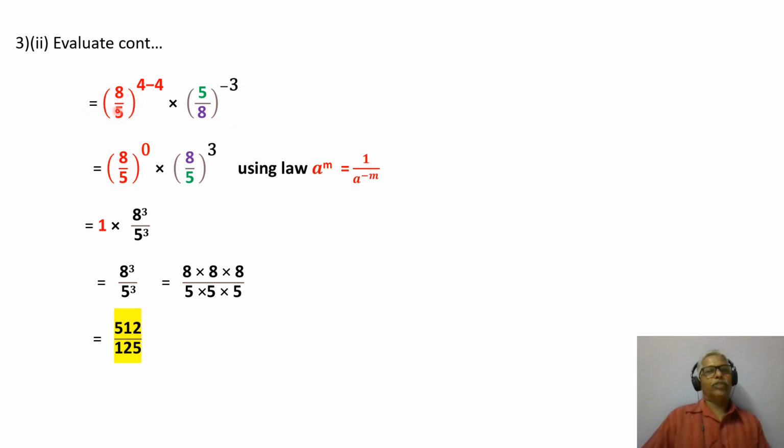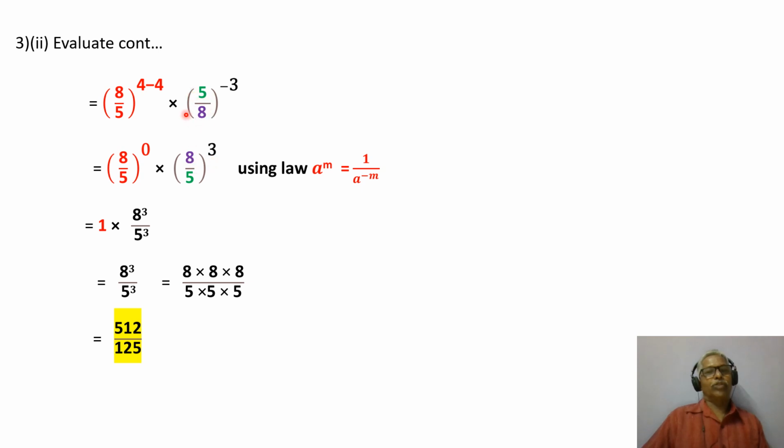8 upon 5 raised to 4 minus 4 into 5 upon 8 raised to minus 3. Now 4 minus 4 is 0, so (8 upon 5) raised to 0 into... Now look at it. Here is 5 upon 8. We have written it by interchanging the numerator and denominator, 8 upon 5. So the exponent will change the sign.